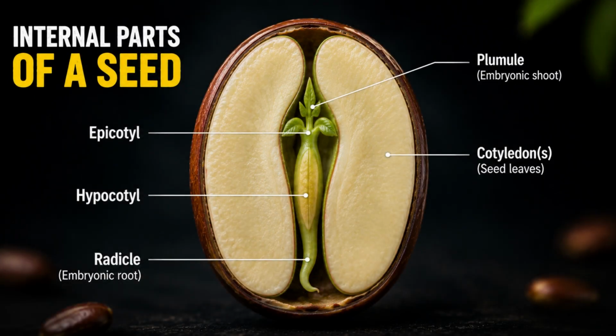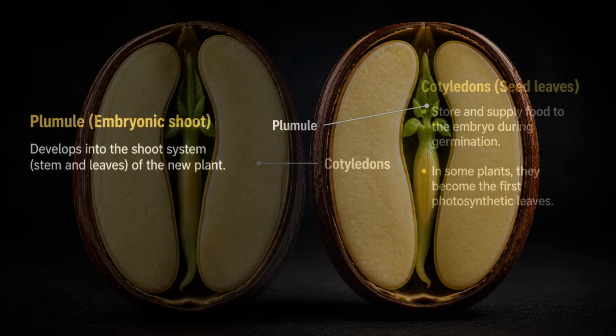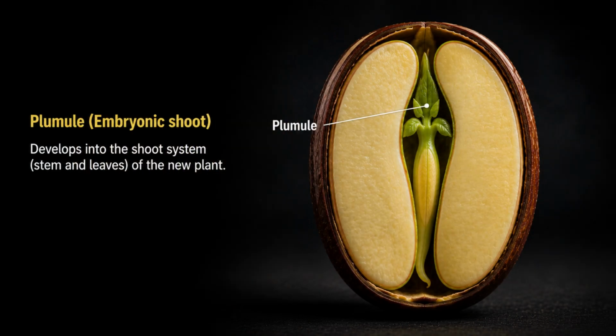Now, let's look inside the seed and explore its internal parts. The cotyledon, also called the seed leaf, is an important part of the embryo. In many seeds, it stores or absorbs nutrients that support the developing seedling. At one end of the embryo is the plumule, the embryonic shoot. It develops into the young stem and leaves of the plant.